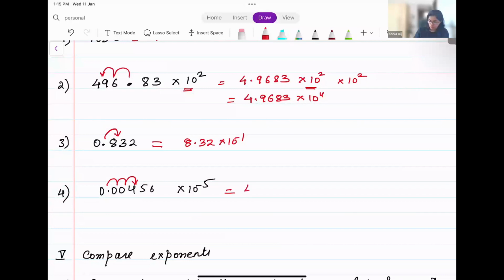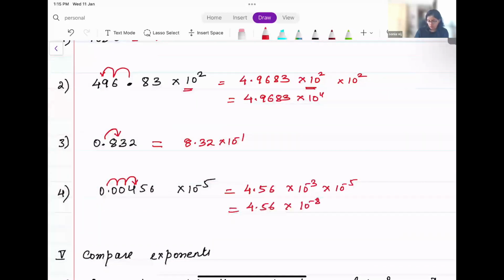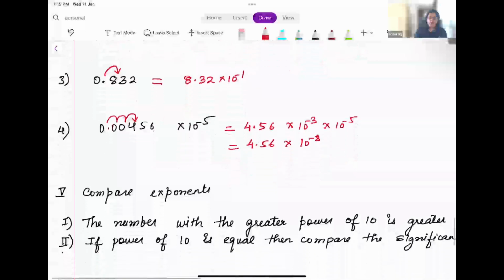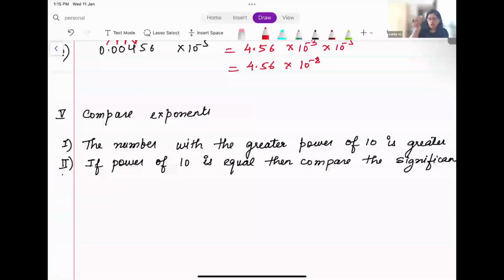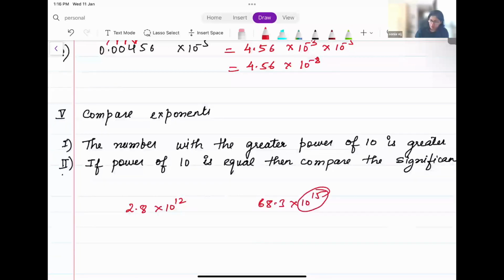So it becomes 4.56 into 10 to the power minus 3. 10 to the power minus 5 was already there. We apply the law and get 4.56 into 10 to the power minus 8. Now, if you are asked to compare numbers, one way is to check which has a higher power. Suppose you have 2.8 into 10 to the power 12 and 68.3 into 10 to the power 15. Obviously, 10 to the power 15 will be bigger. So we can simply write that.